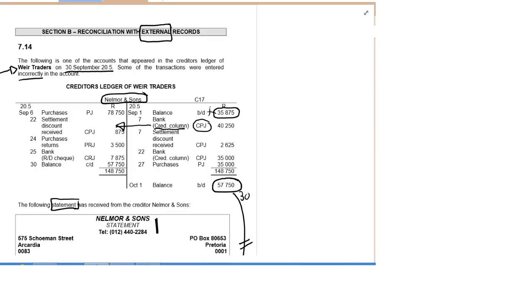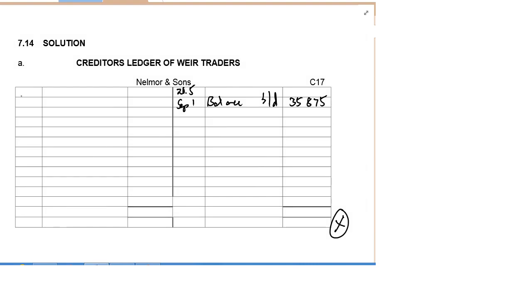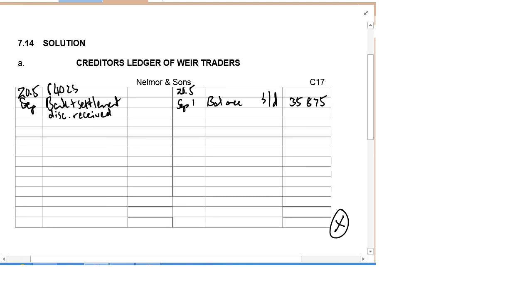So I'm going to now go back to my general ledger account, and here on the debit side, I'm going to record the fact that there was a payment made, and the payment amount is 4250. But first of all, what I'm going to write here is bank and settlement discount received, because the amount that they've given me is posted from the creditors column in the cash payments journal. The amount they give me is 4250.